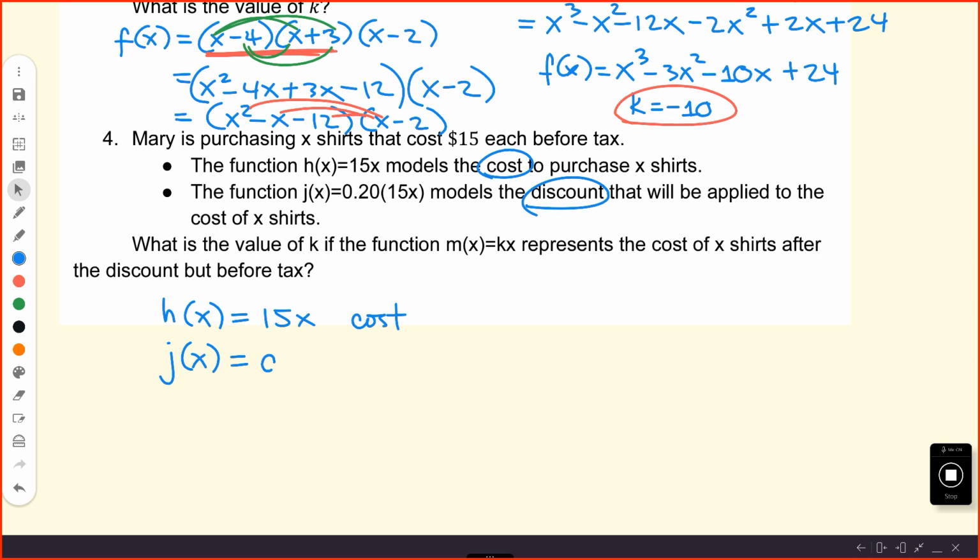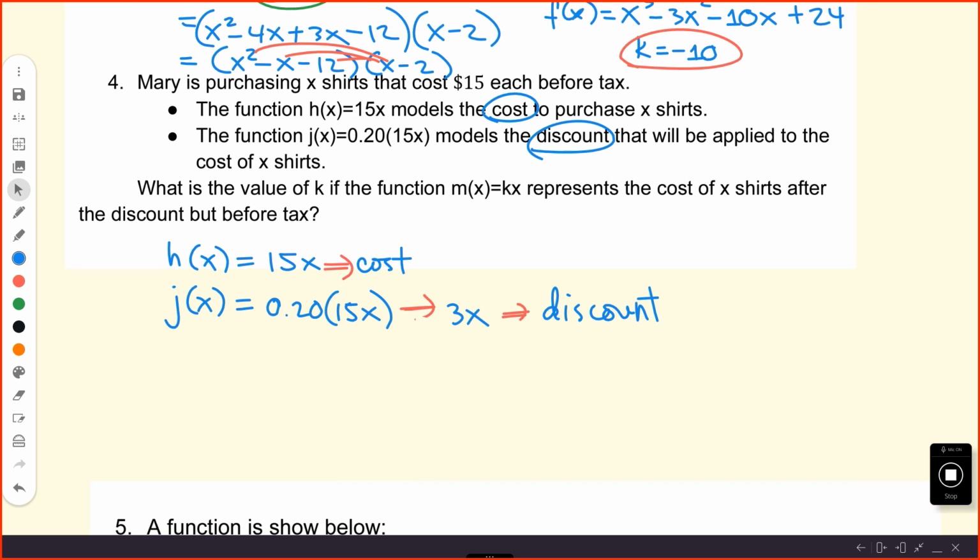So that's 0.20 times 15x. What is 0.20 times 15? That's 3, so 3x. This is your discount, after you multiply 0.20 to the 15x.